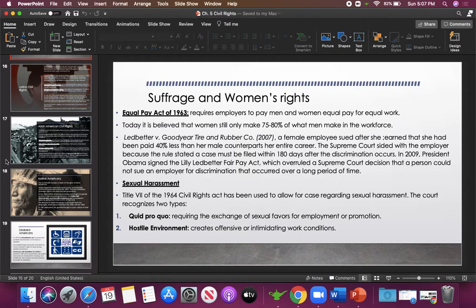And then hostile environment creates an offensive or intimidating work environment once someone either turns down someone's proposition or reports it or something like that. Title VII is what handles this with employers. Title IX addresses it on college campuses. So on college campuses, there are protections against sexual harassment that go beyond the workplace as well.